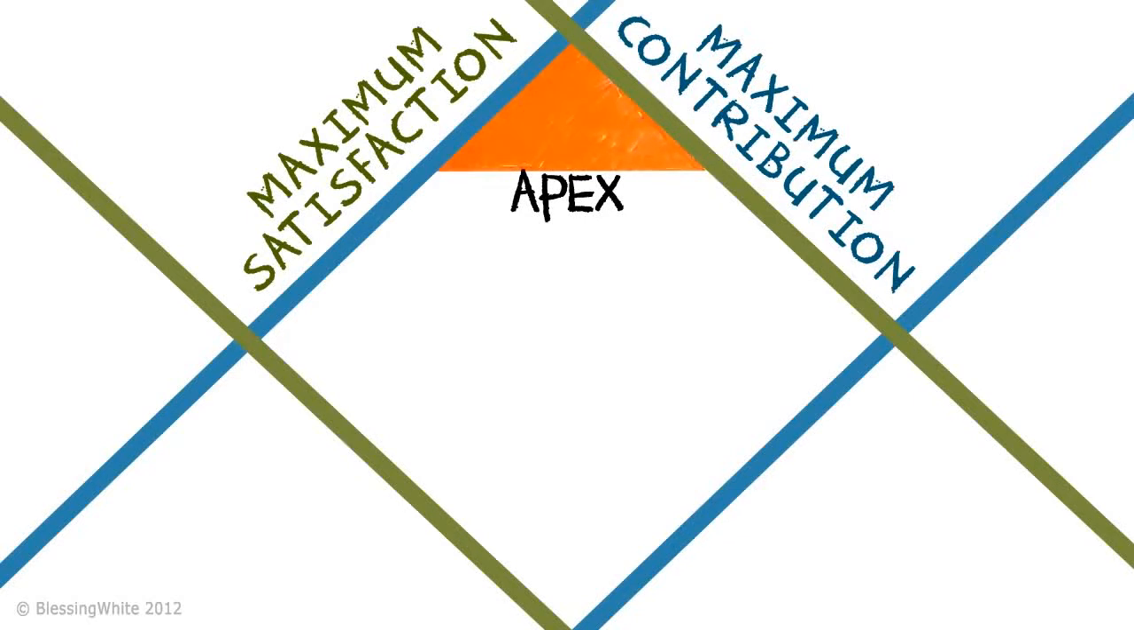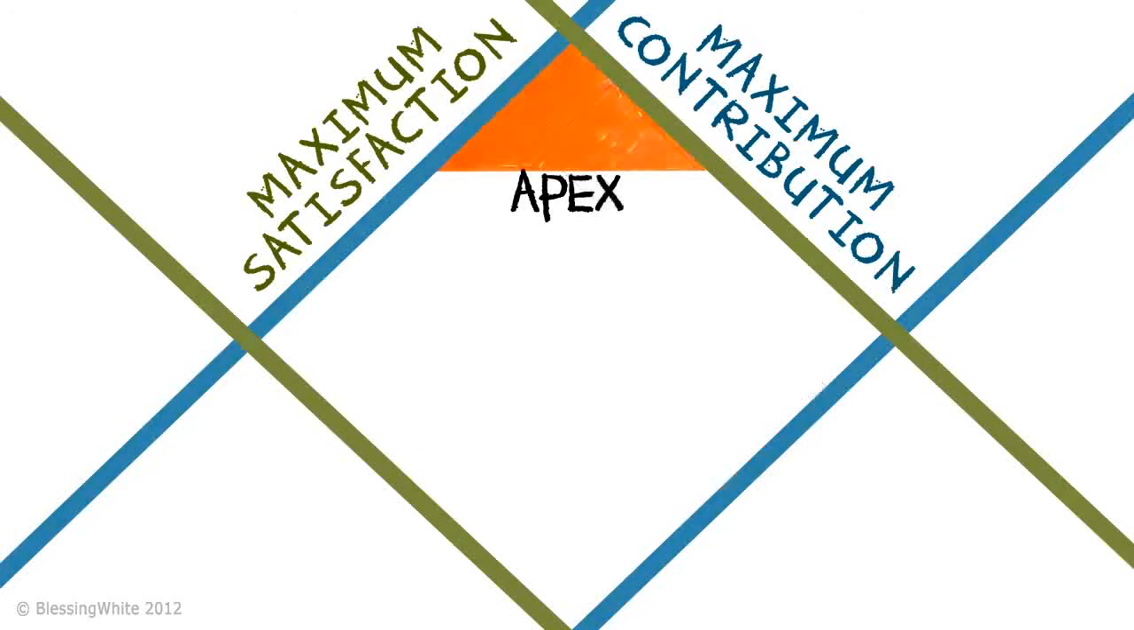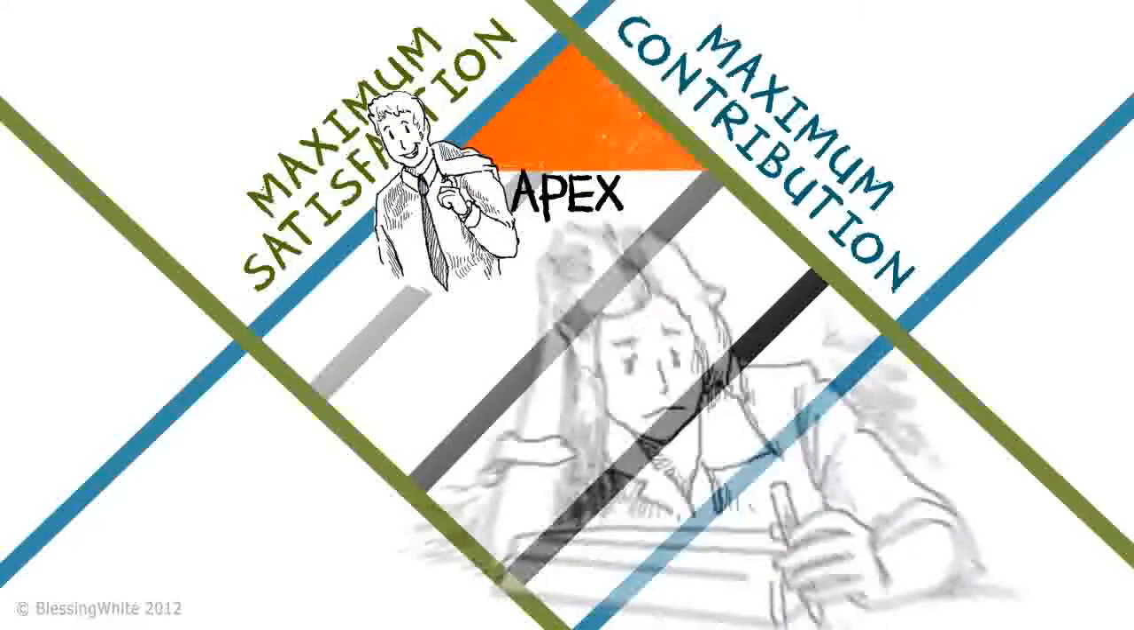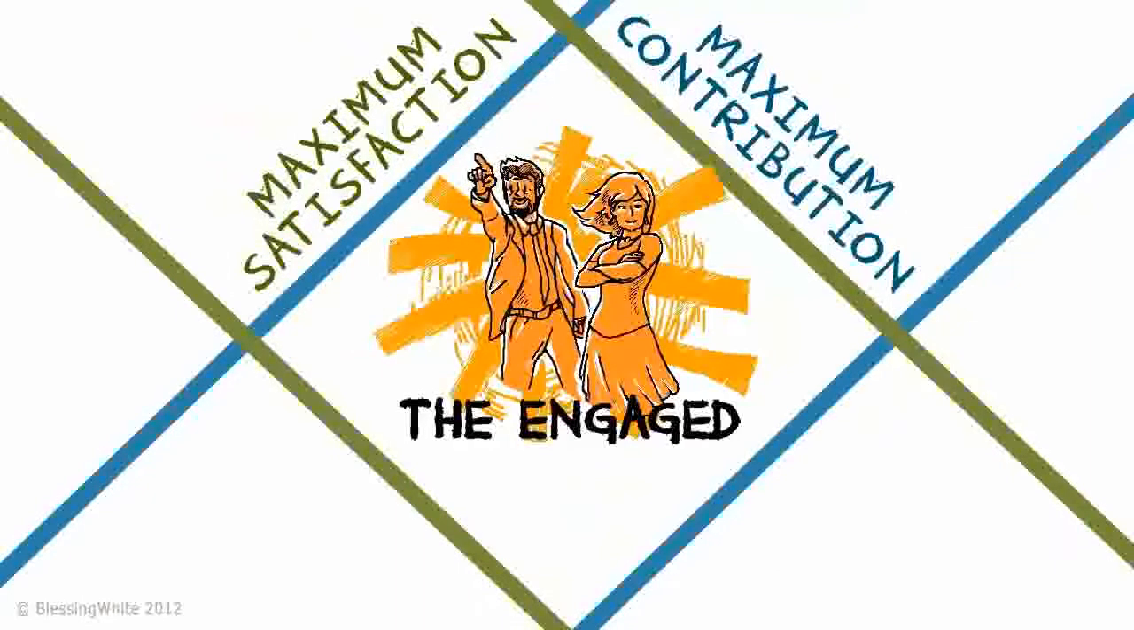Of course, as we look across any organization, not everyone's at the apex, certainly not all the time. There's a wide distribution in terms of contribution, with high performers on one end and people who aren't contributing much on the other. Individuals, too, don't always get what they're looking for. There are different levels of satisfaction. Some people are fortunate enough to be at the apex, high on both contribution and satisfaction. We call this group the engaged.